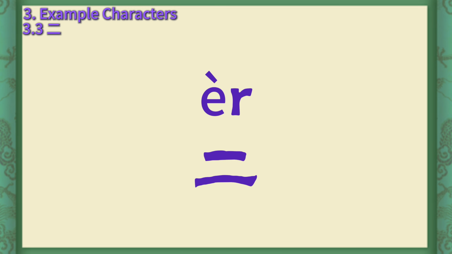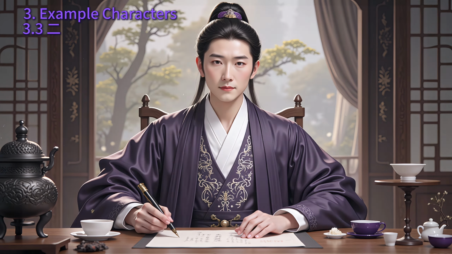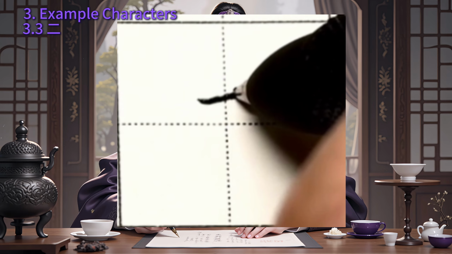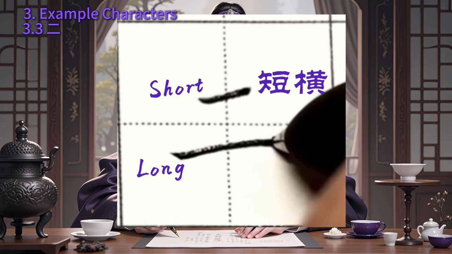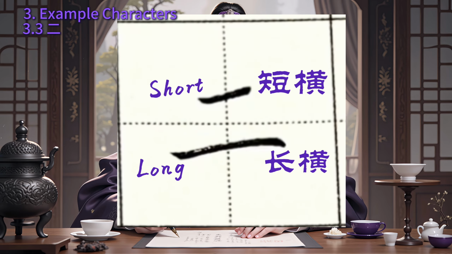The second Chinese character we learn is er. This Chinese character consists of one short Heng and one long Heng. We say 短横和长横 in Chinese.